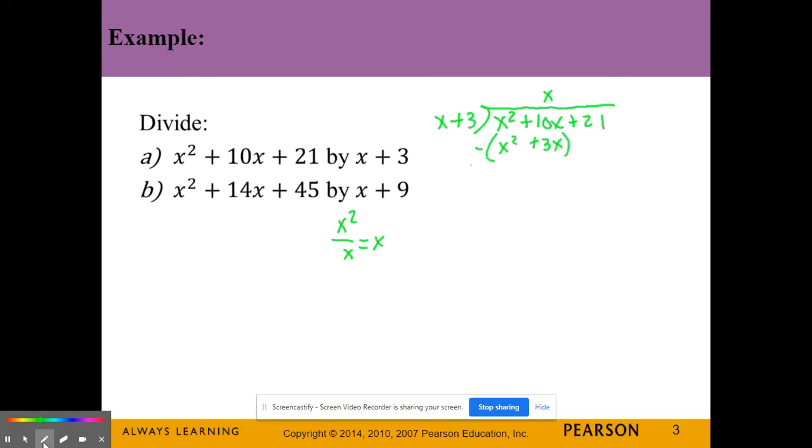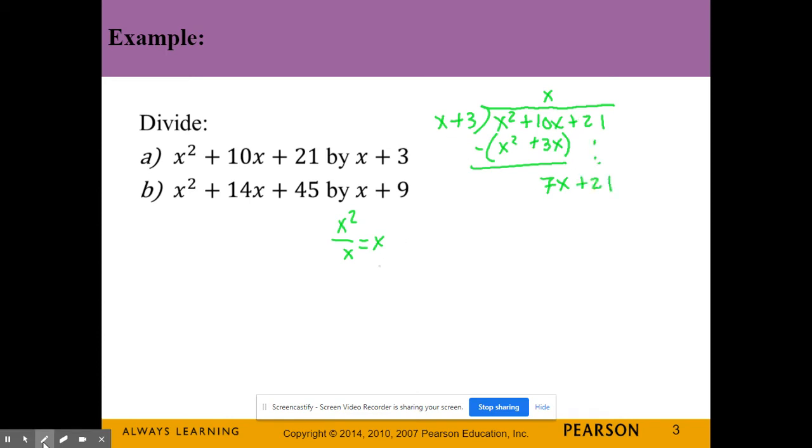Then you subtract. X squared minus x squared is 0. 10x minus 3x is 7x. Really important to subtract and make sure you're subtracting this term. That's where almost all the mistakes happen. Then you bring down.